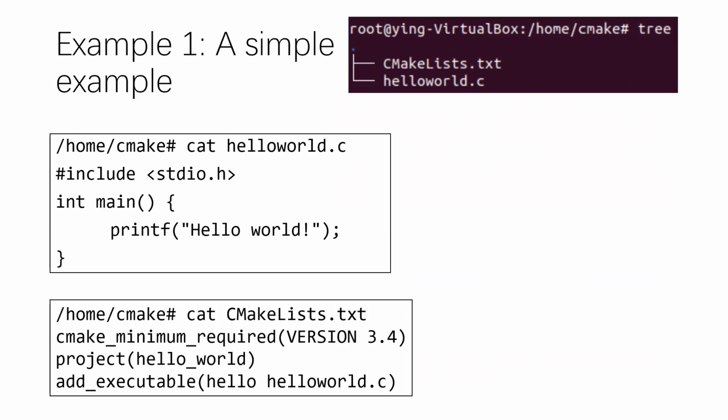Then let's see a simple example. We have a source file called helloworld.c, and it will print a line in the terminal. To use CMake, we also need another file called CMakeLists.txt. We should use this name and do not change it. And we should write this file by ourselves. Writing it is also the most important part of using CMake. So now let me demo it in the virtual machine.